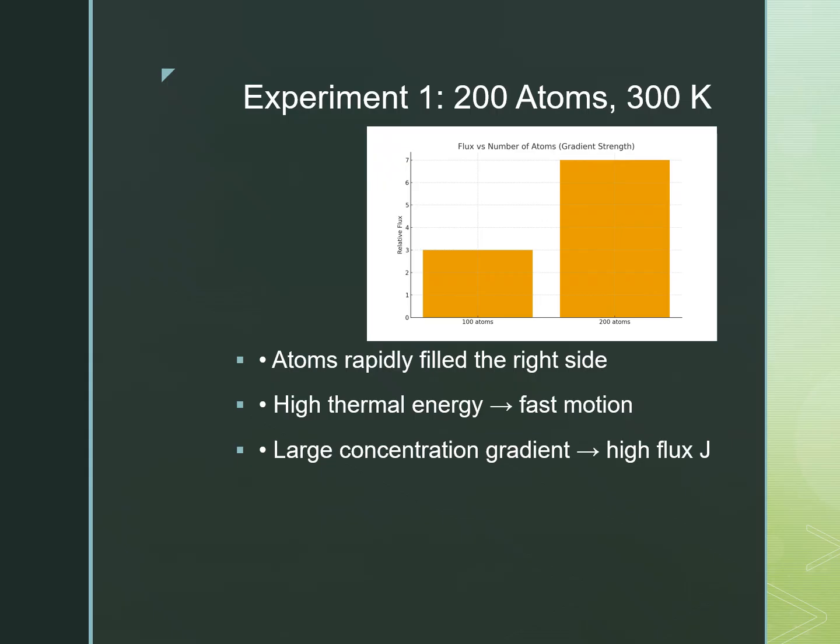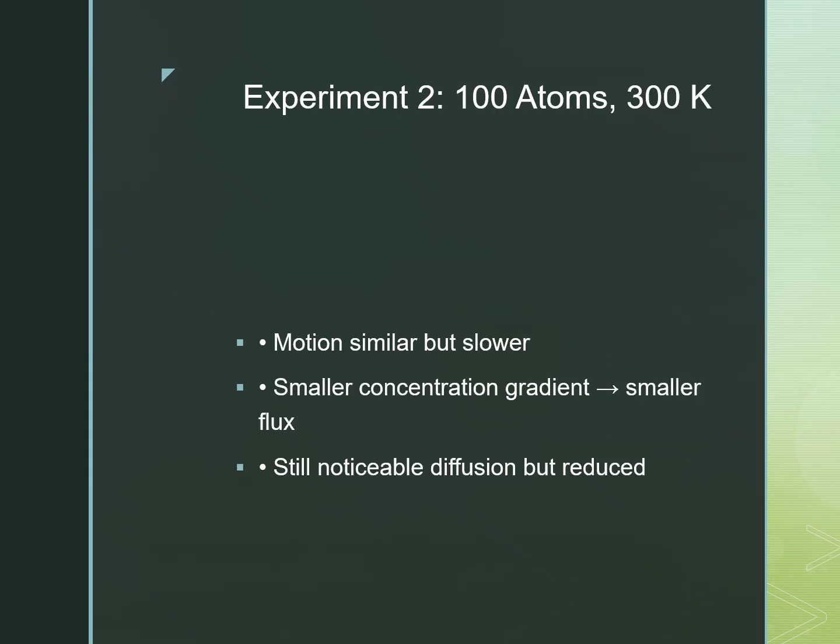In the second experiment, I kept the temperature the same at 300 Kelvin, but cut the number of starting atoms in half. With only 100 atoms, the diffusion behavior was still there, but it slowed down significantly compared to the 200 atom case. The reason is that the concentration gradient was weaker. Even though the temperature and kinetic energy were the same, there were fewer particles to move across the midline. This experiment confirmed that the magnitude of the concentration gradient directly affects the diffusion flux.